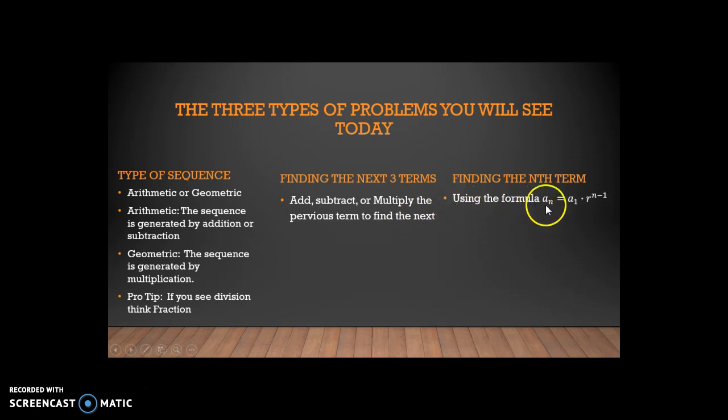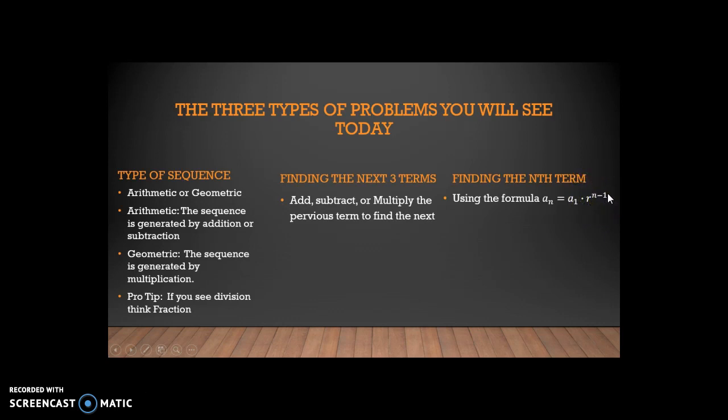We're going to be using the formula a sub n. So the nth term, that's all that sub n means, is the nth term. And a sub 1 is the first term in the sequence. We'll have to know that. Times the common ratio, so whatever we figure out from the sequence, being raised to the n minus 1 power.